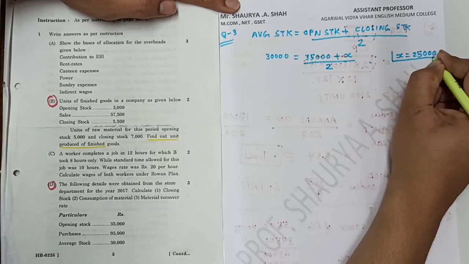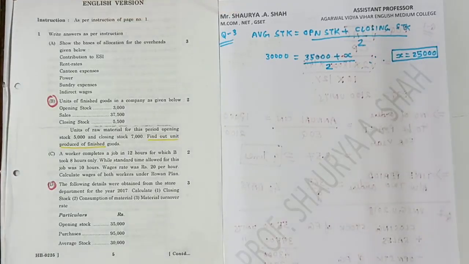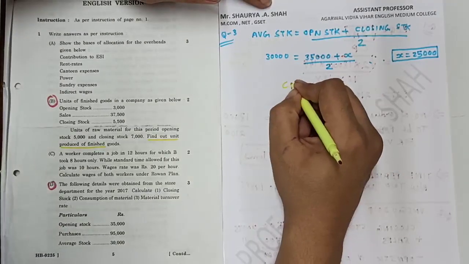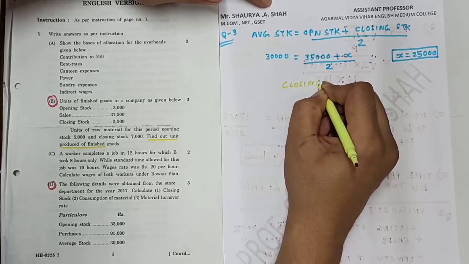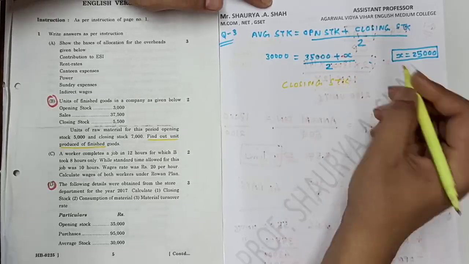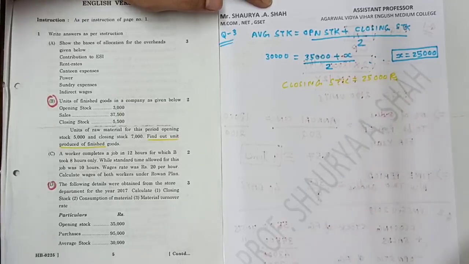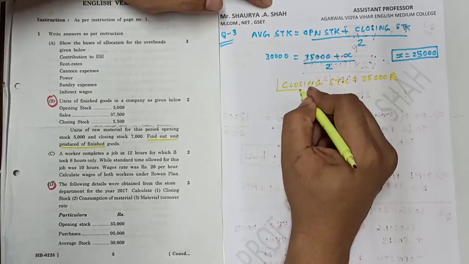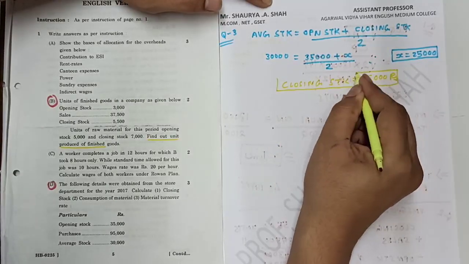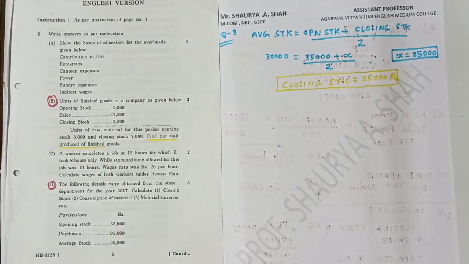So what is my closing stock? The very first answer that they have asked, I have found it out. So closing stock is 25,000 rupees. Closing stock is equal to 25,000 rupees. I hope it is visible to every student. Closing stock is 25,000 rupees. This is the first answer which they have asked. Okay. Now moving on to the second answer.